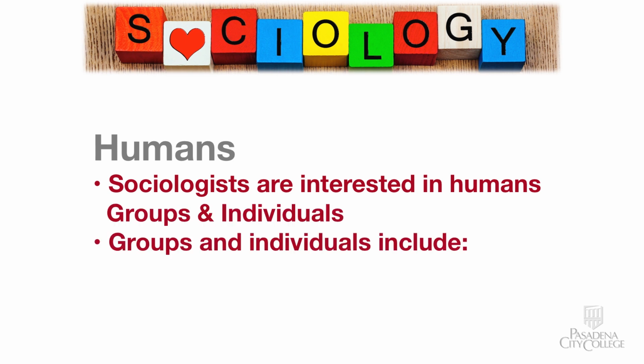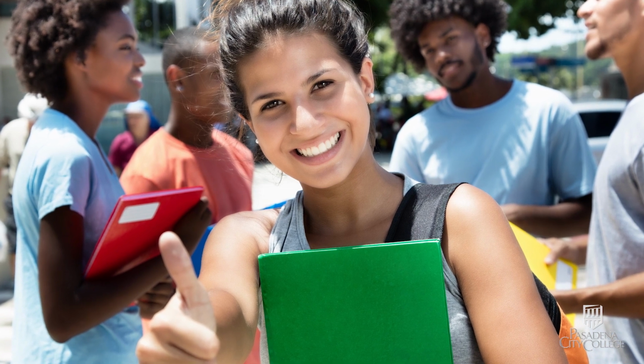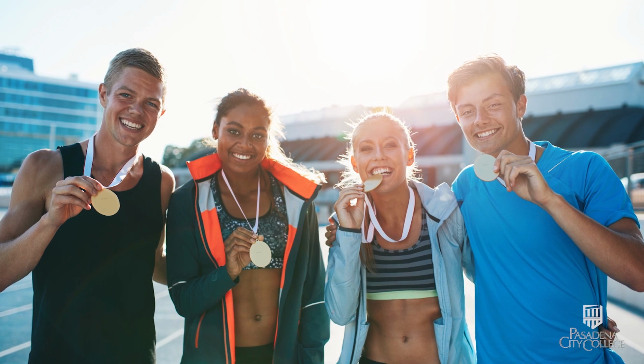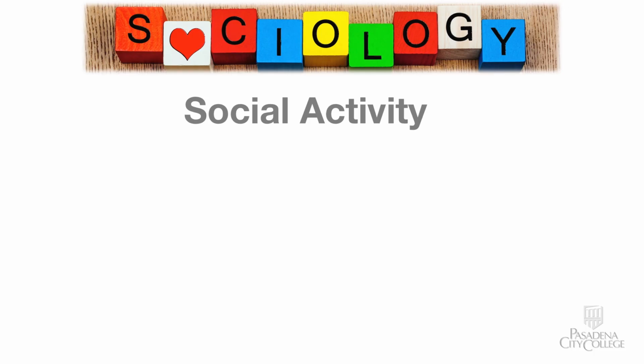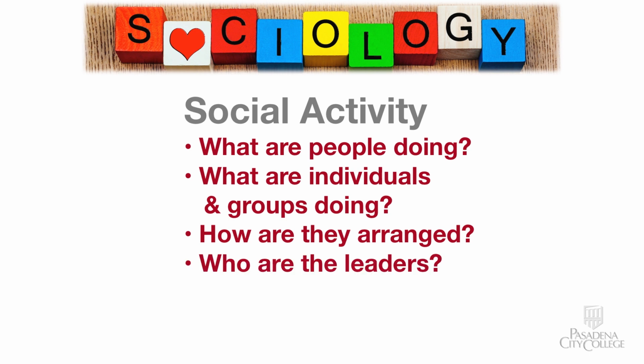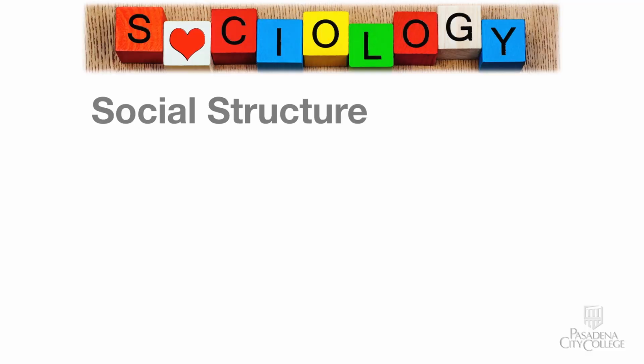Groups and individuals include students, police officers, teachers, nurses, athletes, protesters, etc. Social activity. What are people doing? What are individuals and groups doing? How are they arranged? Who are the leaders? Who are the followers? Social structure.